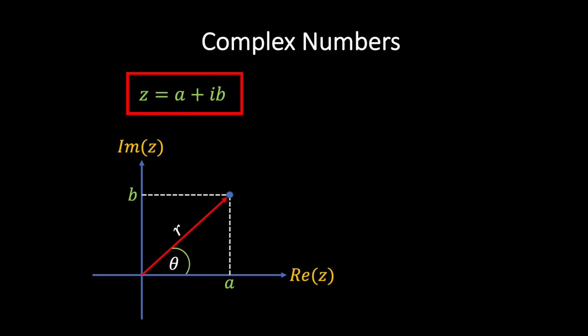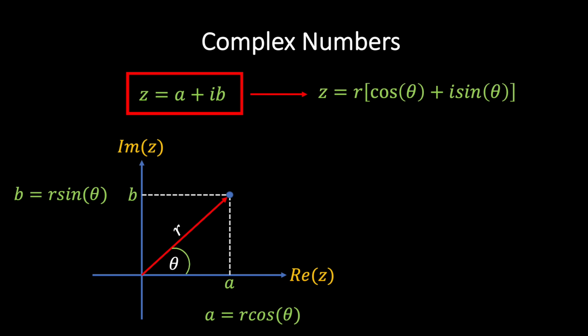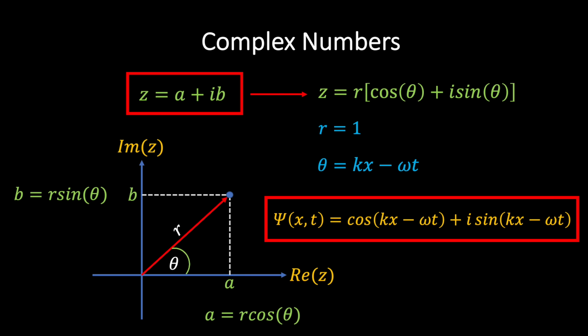If r is the length of this arrow, then we can use some simple high school trigonometry to see that the distance from the origin along the real axis is given by r cos theta, and this is simply a, and the distance along the y-axis is given by r sine theta, which is simply b. If we then sub these expressions for a and b back into the expression z equals a plus ib, we get the following green result. Next, if we set r equals 1 and theta equals kx minus omega t, then we recover the complex wave function that we had before.